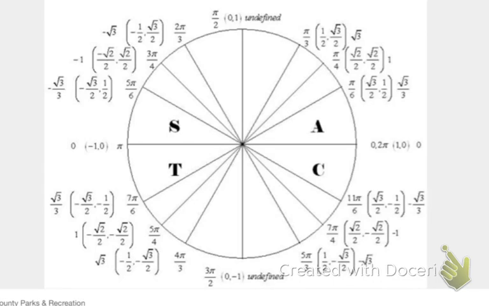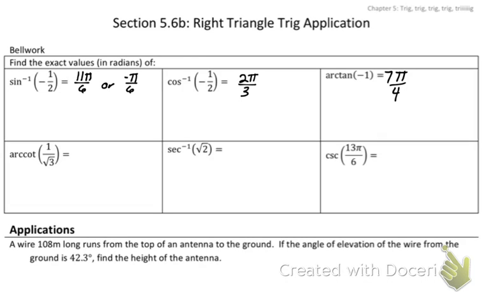I'm going to write something really quick. Oh, I was looking at the cotangent. Cotangent, so it should have been the 7 pi over 4, or negative pi over 4. Negative pi over 4 would work too. So I'll put or negative pi over 4.